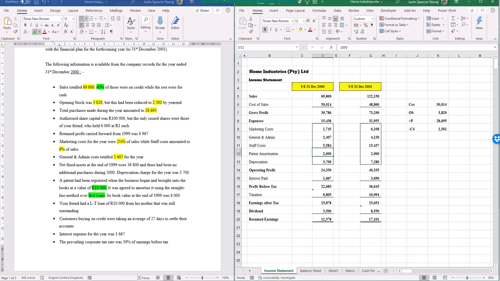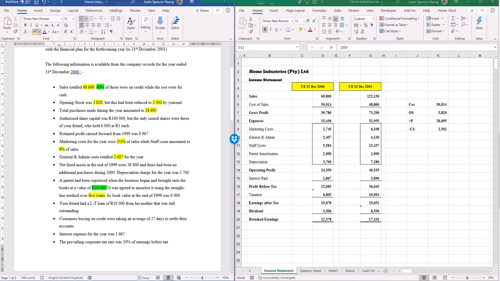Its book value at the end of 1999 was 8,000, and we are in the year 2000, so it's going to be 6,000 on our balance sheet. By the way, just to be strictly accurate, the highlighting there should be in yellow, because that's what drives the income statement number.